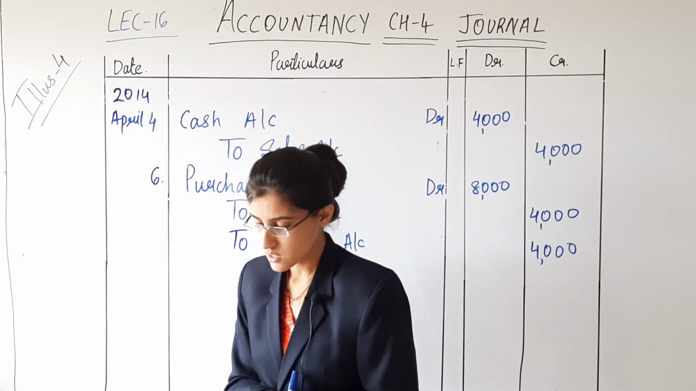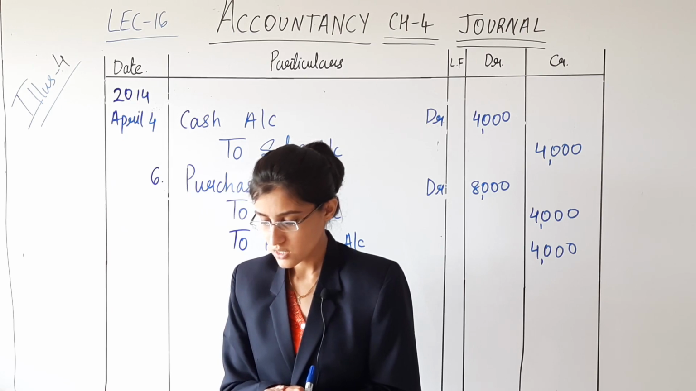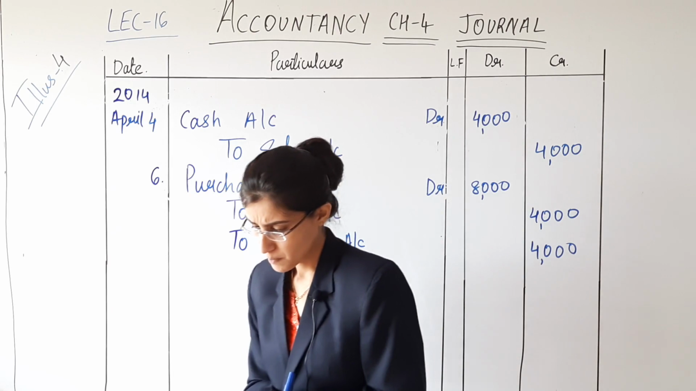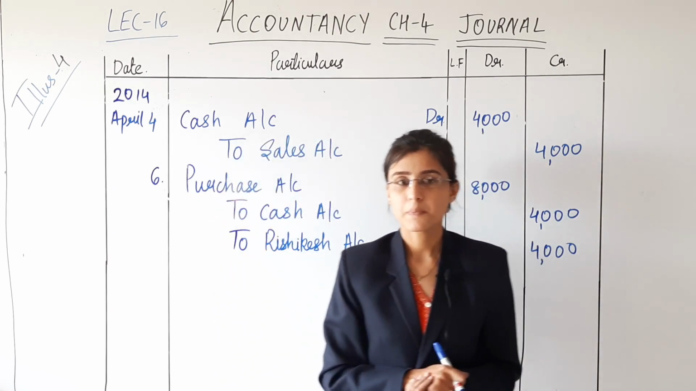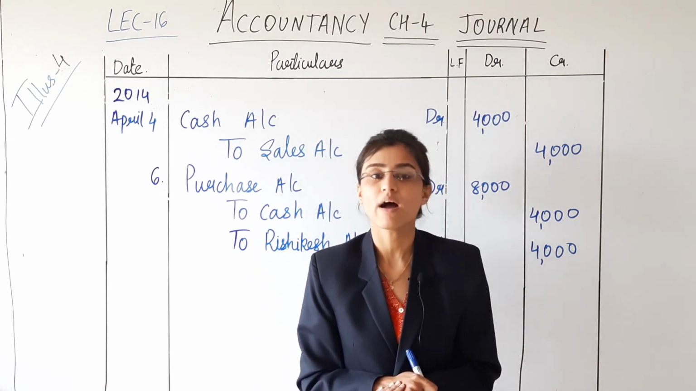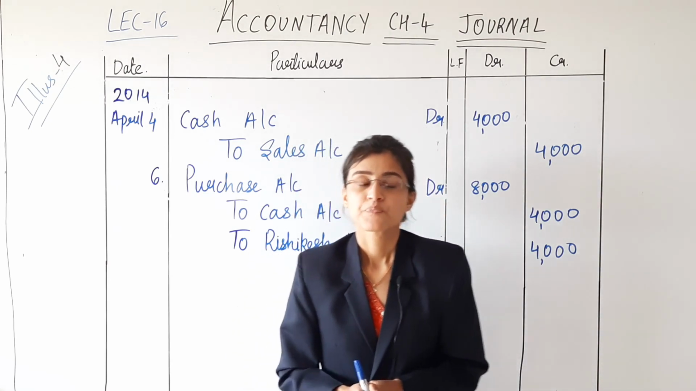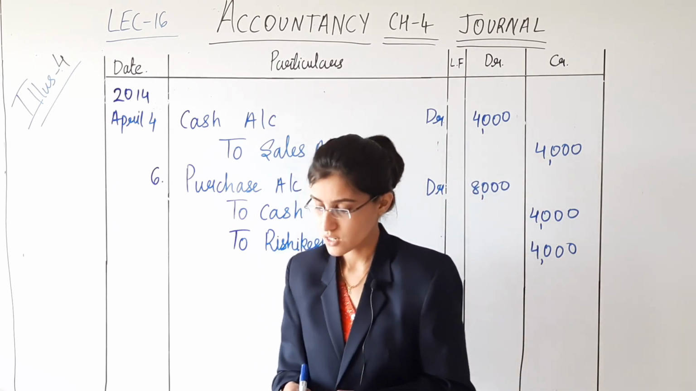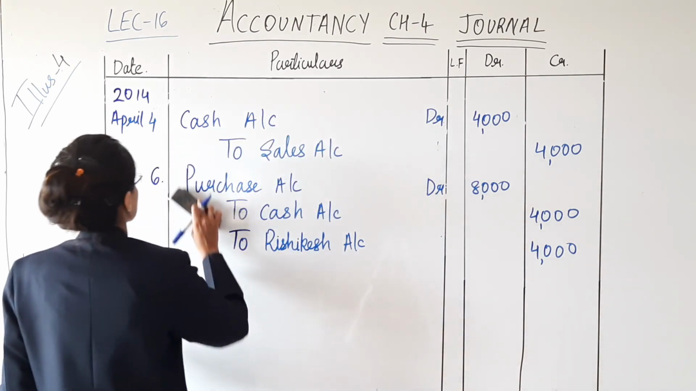Goods of rupees 1600 returned to Mathura traders. If you remember, the transaction dated 3rd of April, purchase account debit to Mathura traders, says that you have purchased goods from Mathura traders. Now you have returned goods to Mathura traders of rupees 1600 on 7th of April. So let us write down the journal entry for that.